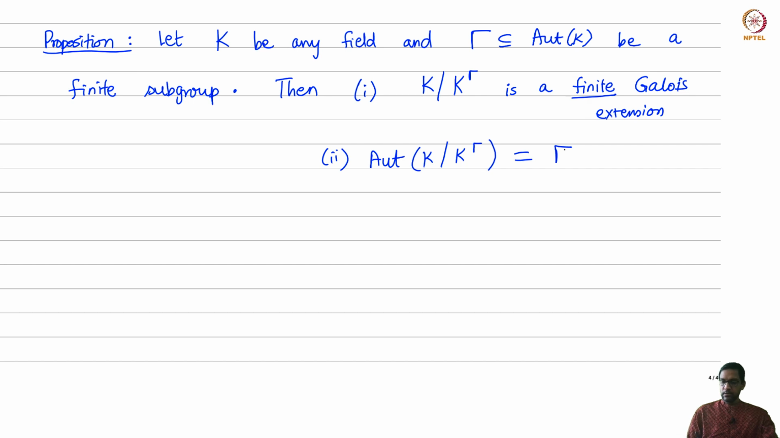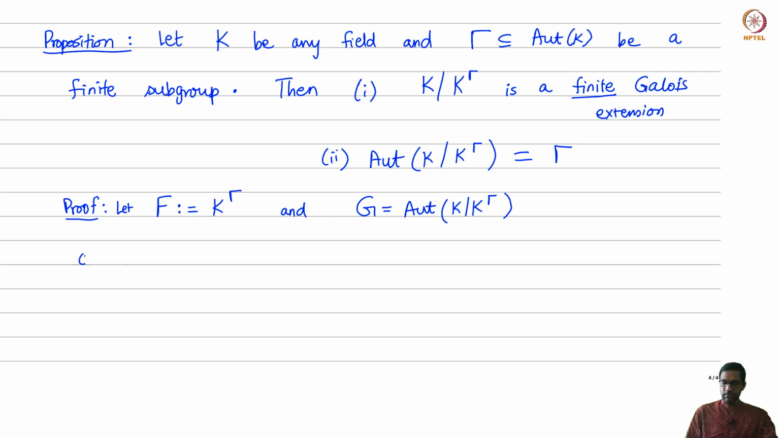Okay, so let us prove this. Let's give this a name. Let's call this fixed field K gamma, and let's call this group of automorphisms G. Okay, so we need to say something about F and G, the two parts of this theorem.